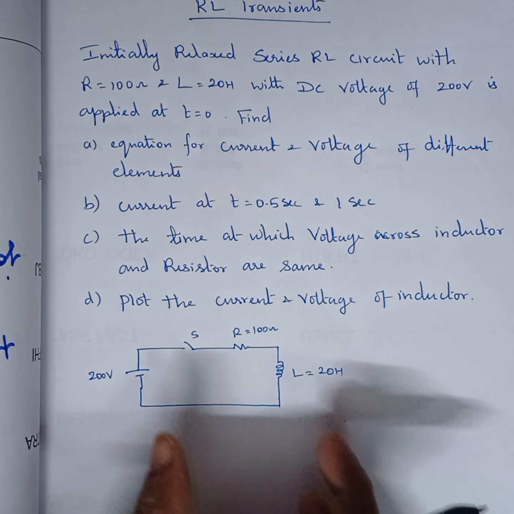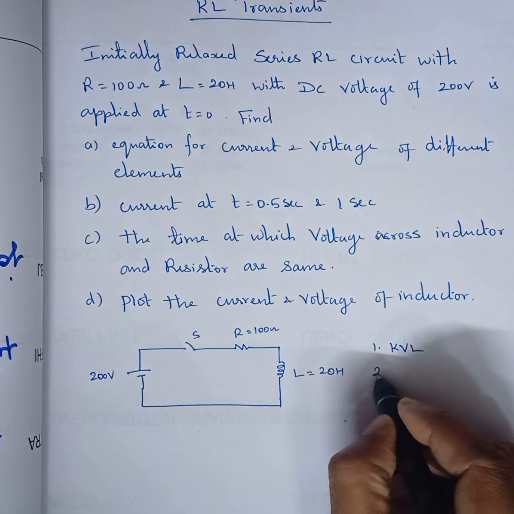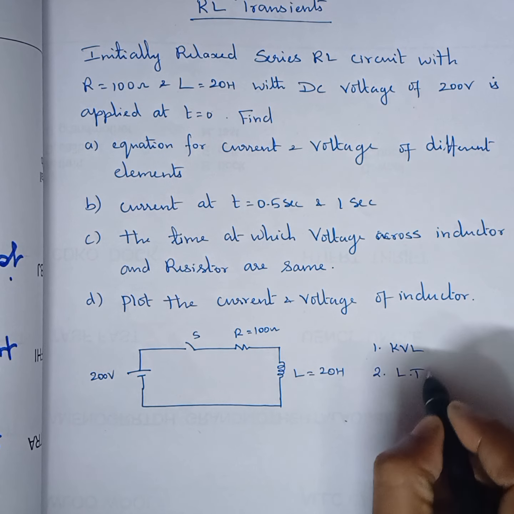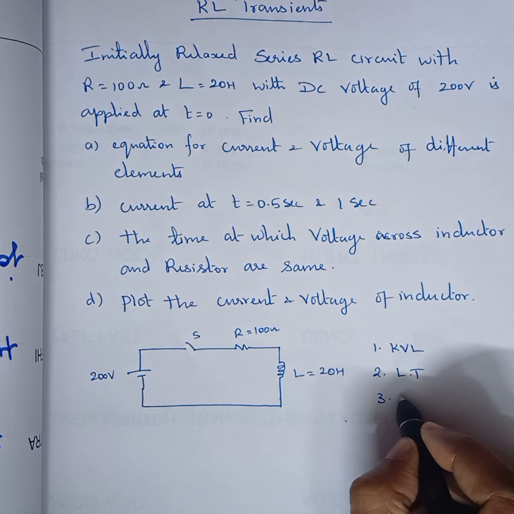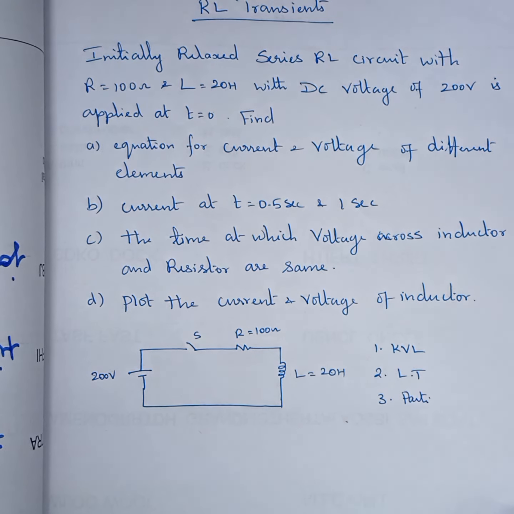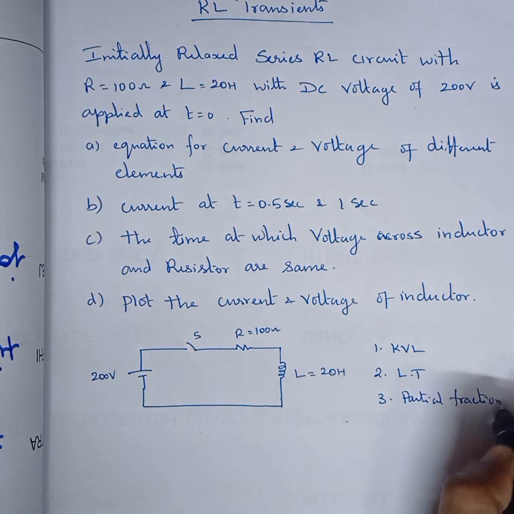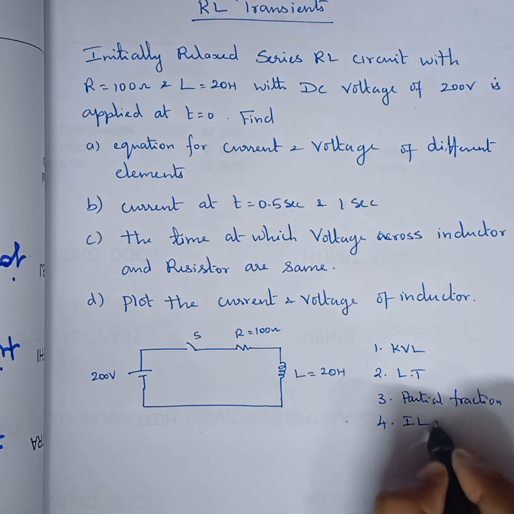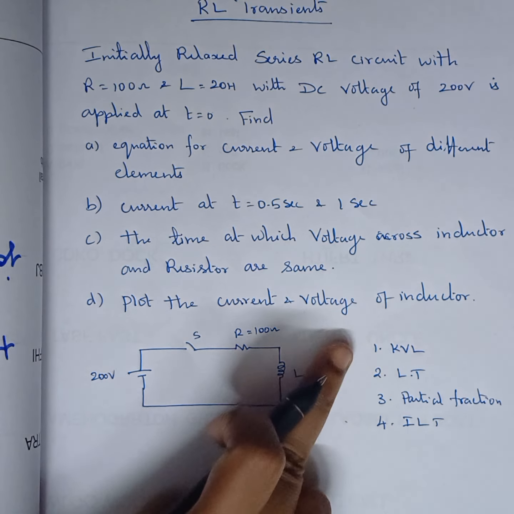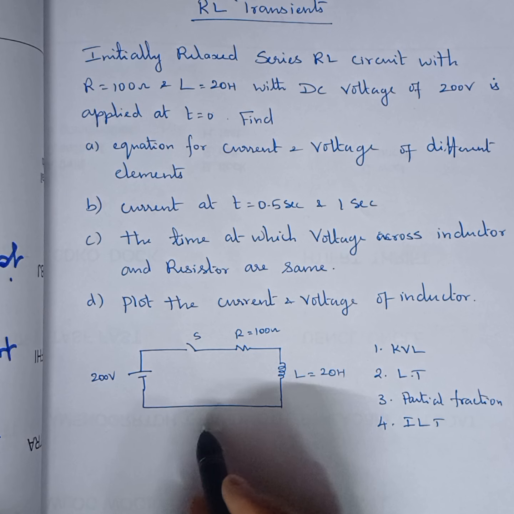The first step is we have to write the KVL equation. Second one, take Laplace transform. Third step, take partial fraction of this. Fourth one, inverse Laplace transform. If you do these 4 steps, we'll get the answer for any type of transient problem. Clear?